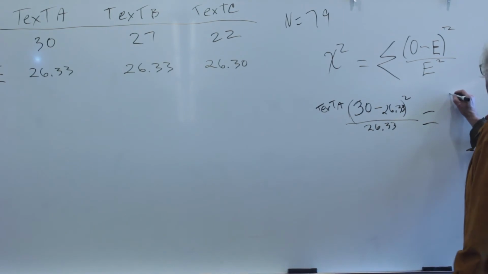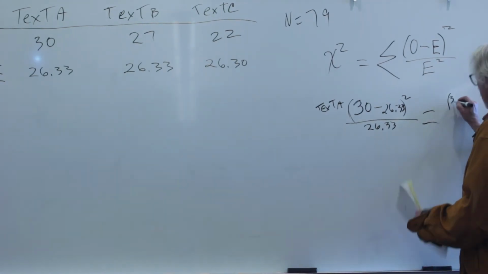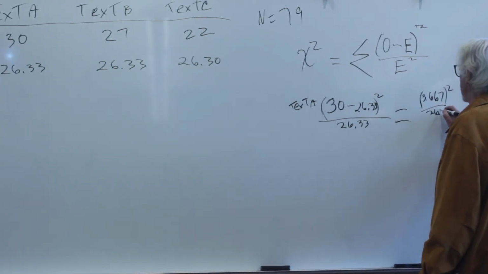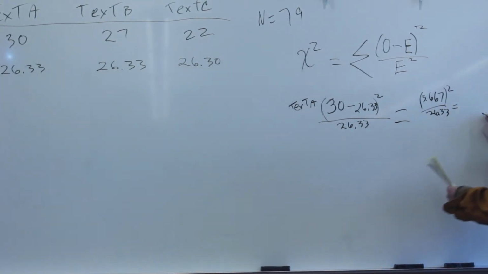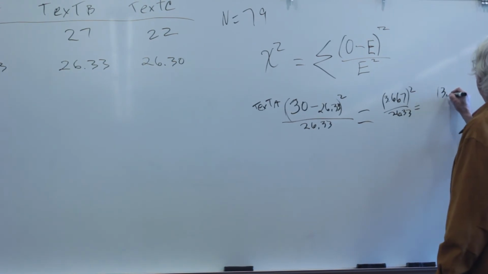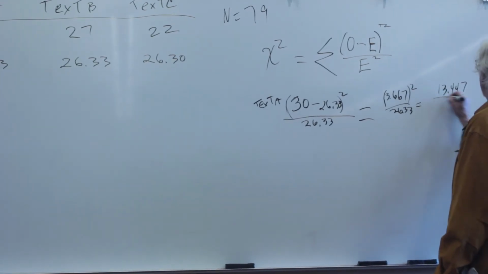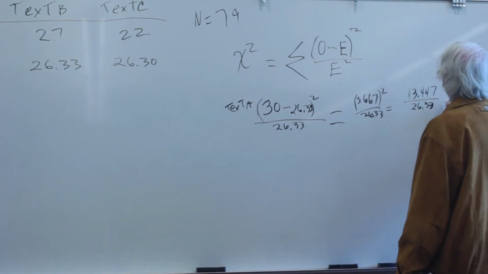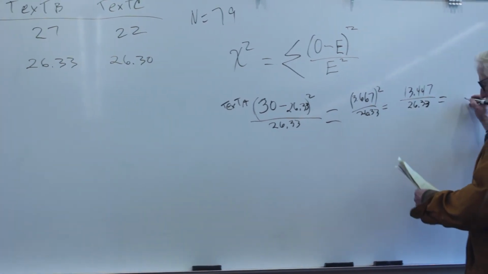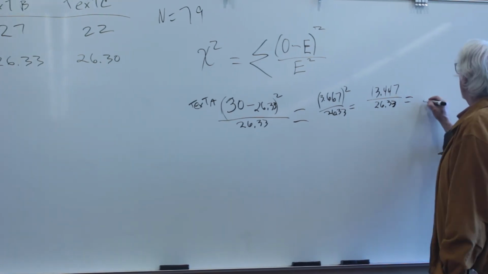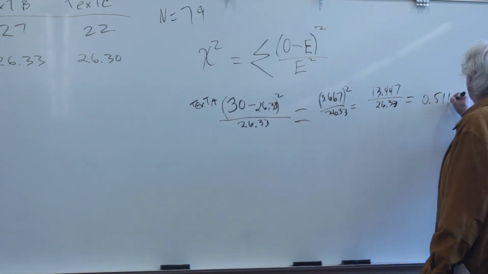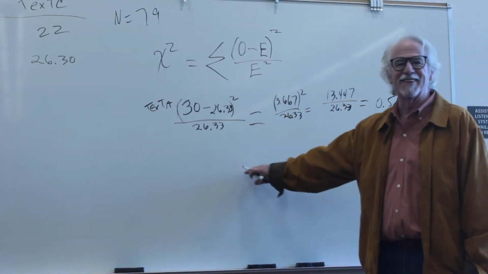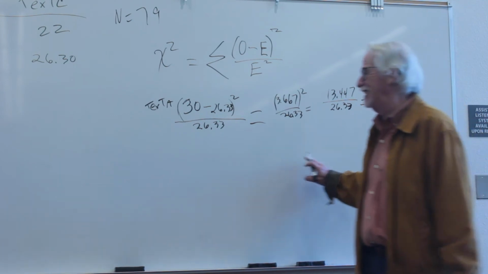So this ends up being 3.667 squared over 26.33, which is equal to 13.47 over 26.33, which is equal to 0.511. Much easier than the ANOVA, much easier than all of that stuff we've been doing.